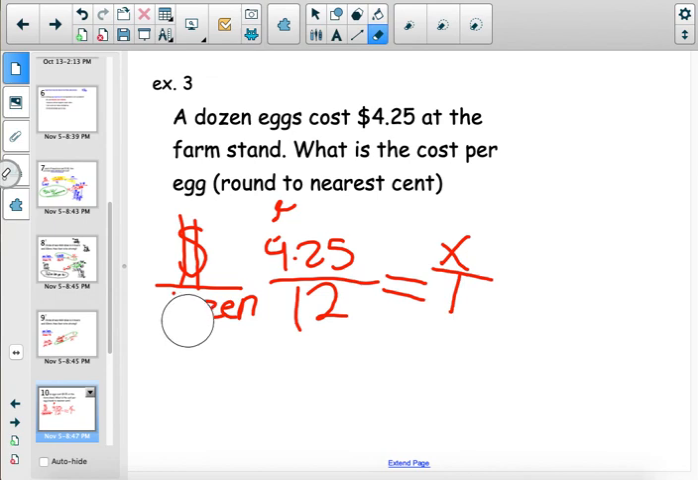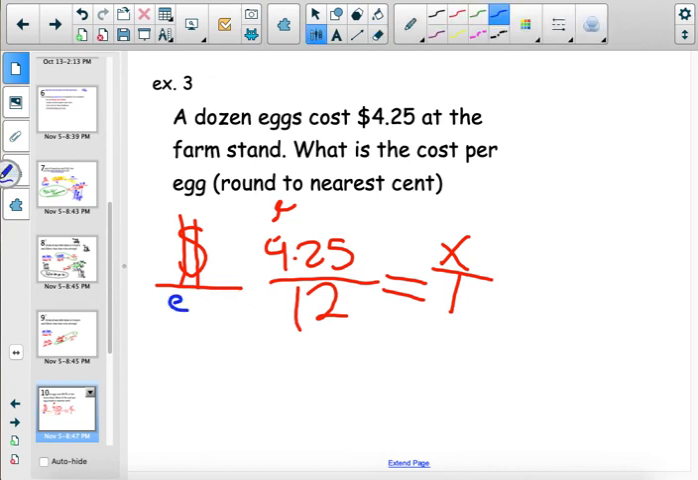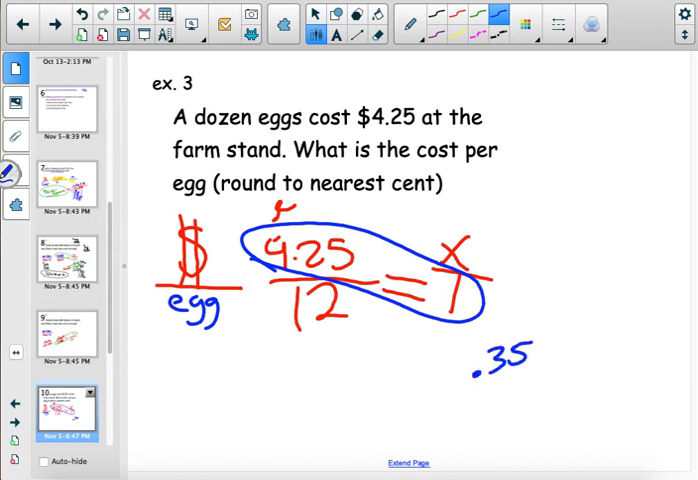Okay. Instead of dozen, it might make sense to change that to eggs. So it's $4.25 for 12 eggs, and how much would it cost for one? And you would multiply by what you know, divide by the outside. So if you do this correctly, you end up with... does anybody have it? 35 cents per egg. Do we want to go through the division? No.